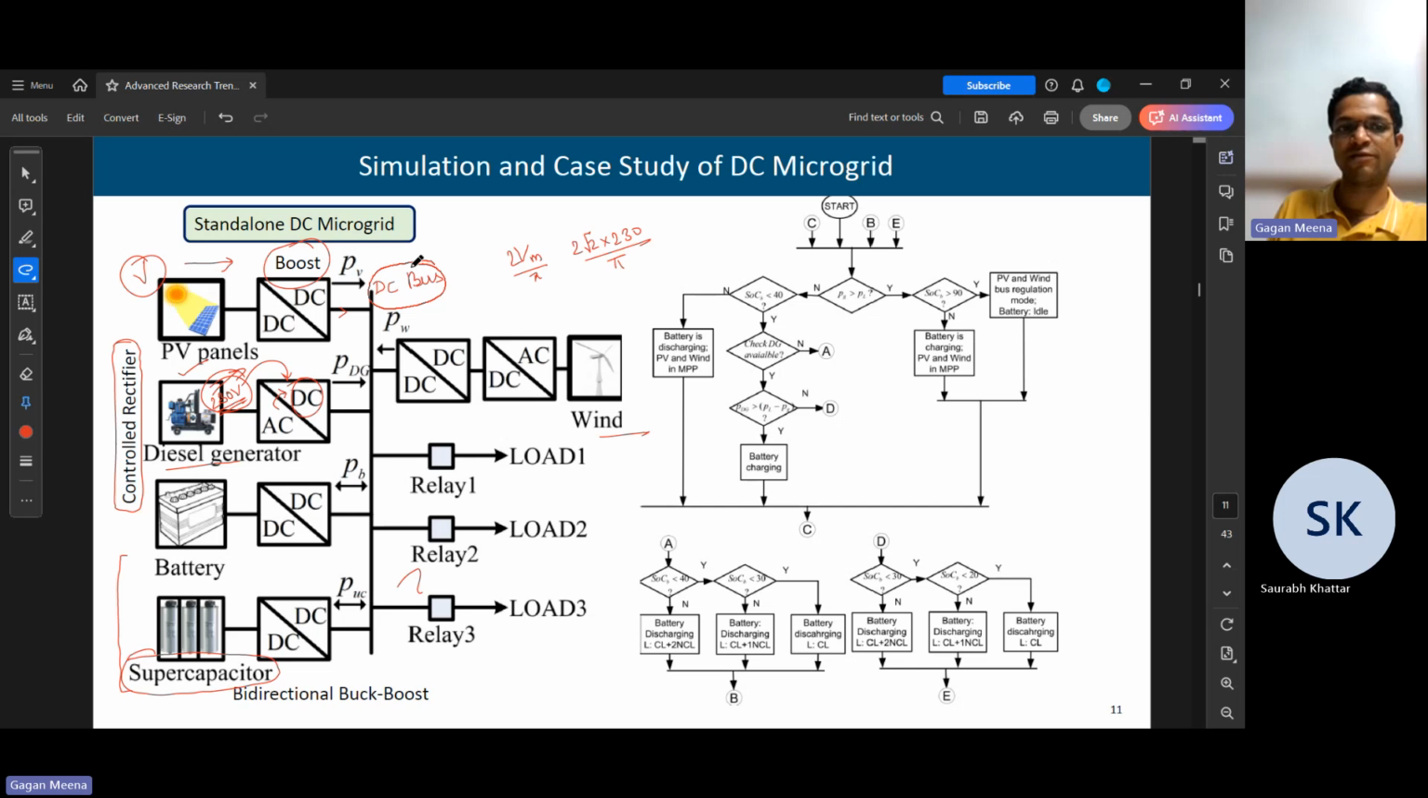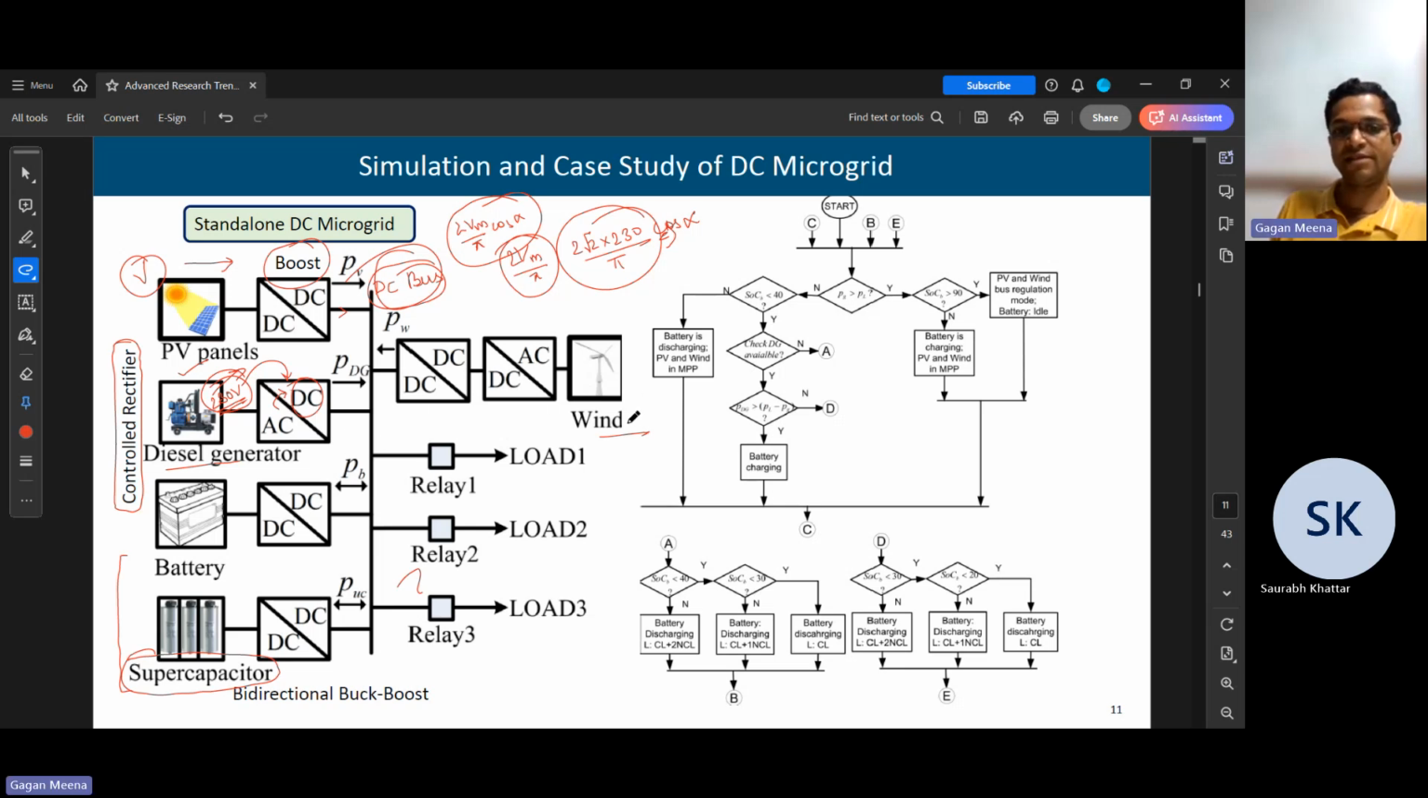But here the DC bus voltage might be different. We don't want this. We want to reduce this or make it equal to DC bus. So reduce only. That's why we want to have a control over this. If we have a diode rectifier, this will be the output. If we have a controlled rectifier, then it will be 2Vm by pi cos alpha, where alpha is the firing angle. We can change the alpha to match the output with this DC bus voltage.